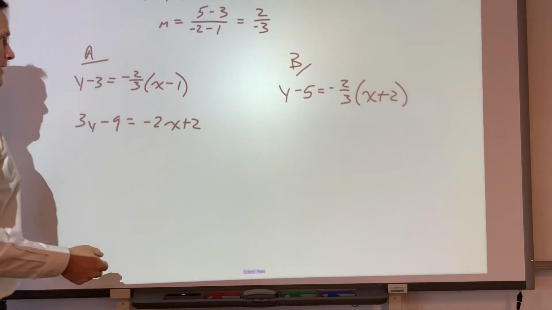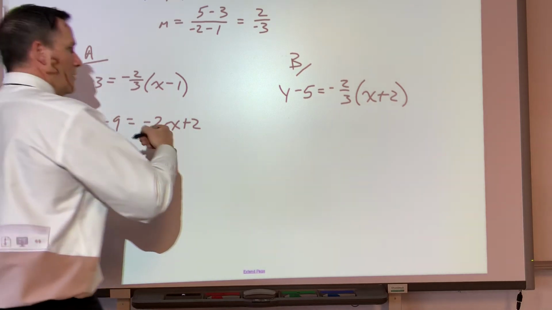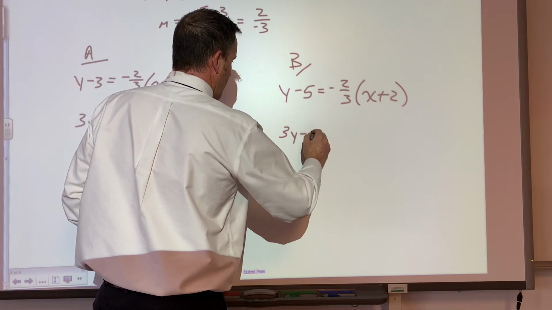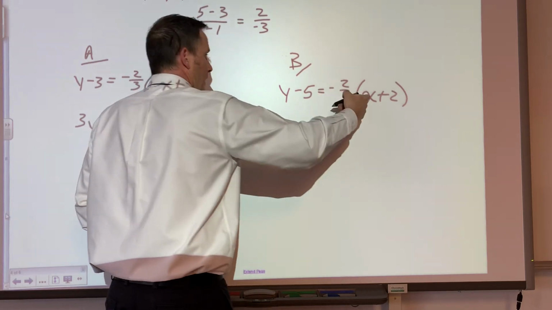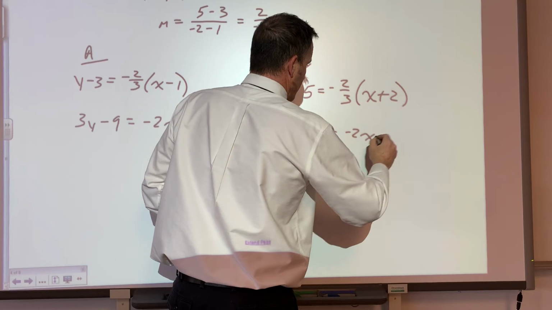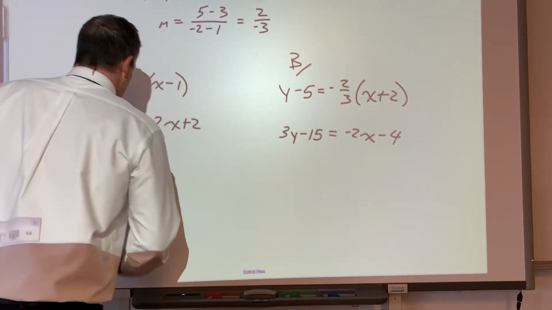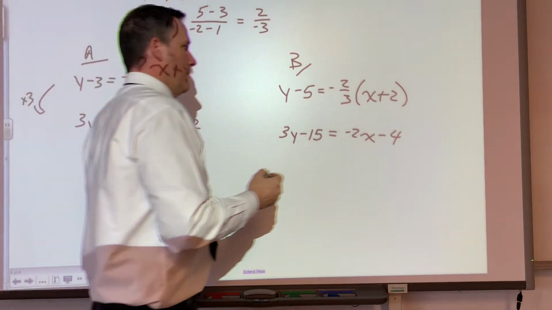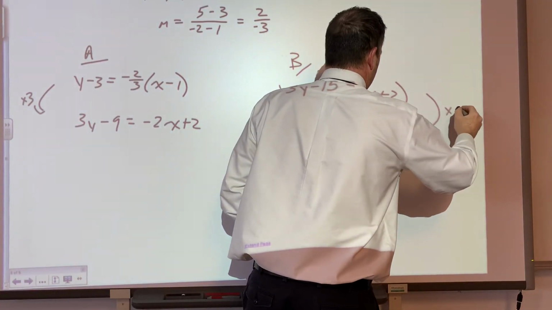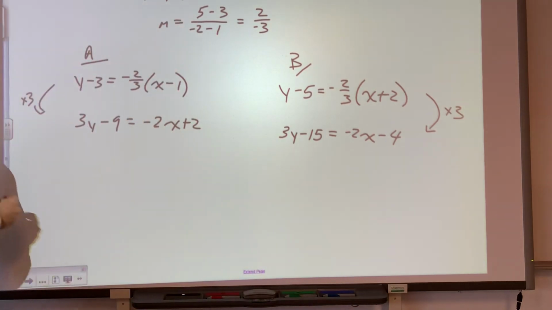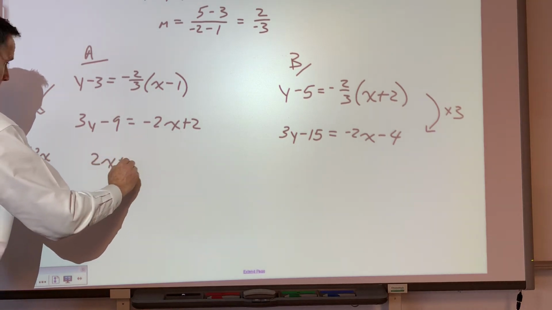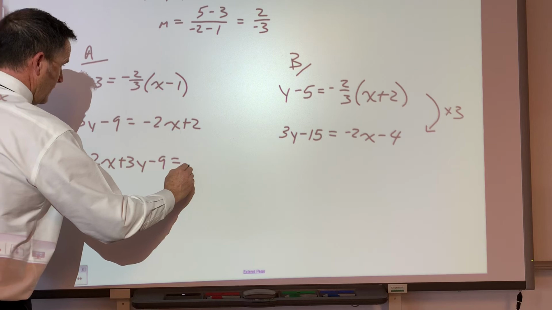I'm doing this fairly quick. The algebra is there. Hopefully you guys can see it. Same thing here, multiply both sides by 3. 3y minus 15 and negative 2x minus 4. So in case you're not sure, times 3, everything got multiplied by 3. I'm going to add 2x. So I get 2x plus 3y minus 9 equals 2.